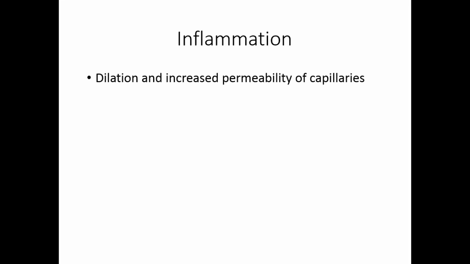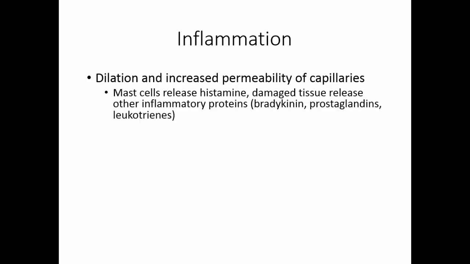As we start inflammation, we're going to dilate and increase the permeability of capillaries in the damaged area. Mast cells from the damaged tissue will release histamine. Damaged tissue cells can also release other inflammatory proteins like bradykinin, prostaglandins, and leukotrienes. Complement may also be activated, and it may be involved in some of this process.